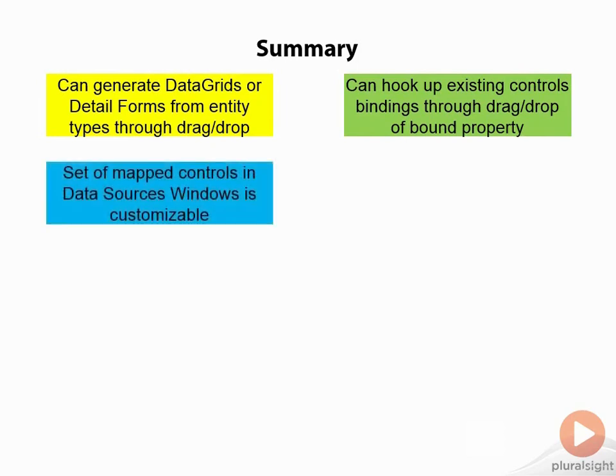You saw that while working with the data sources window, the set of controls that get generated is customizable. It has a default set based on the individual property types. You can customize that to add other control types that are in the framework, or you can bring in your own custom controls or third-party libraries to that list as well.